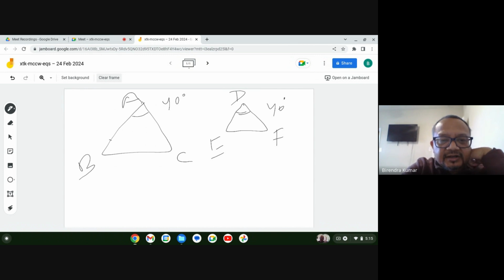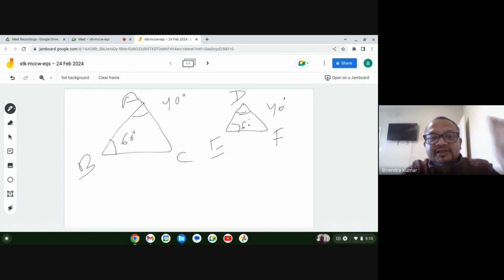Let's look at the second angle, angle B. If this is, let's say, 60°, and angle E is 60°, we found one more matching angle between the two triangles. So one is 40, here also we have 40. One other angle is 60, here also we have a 60. So two angles are matching.